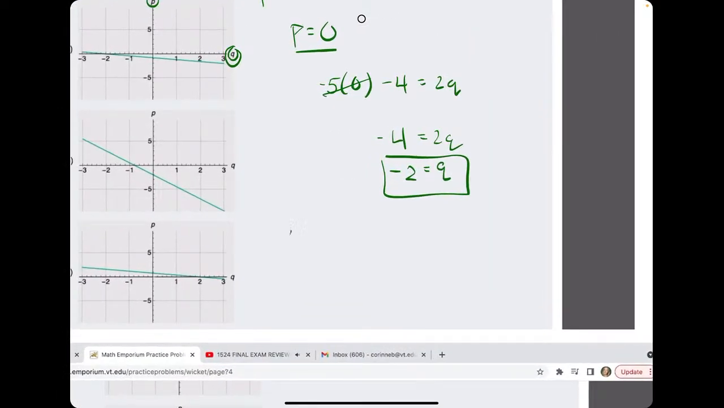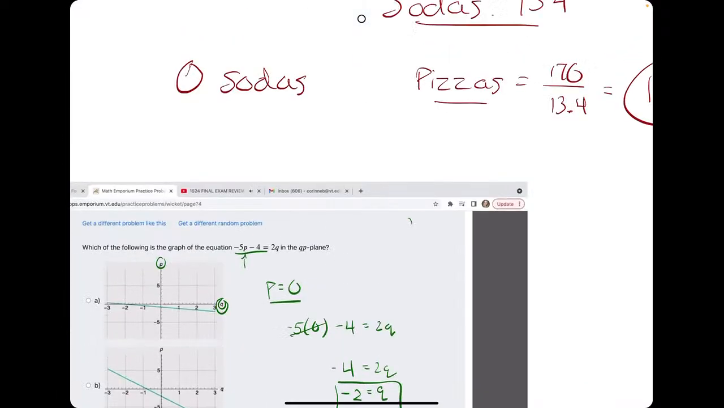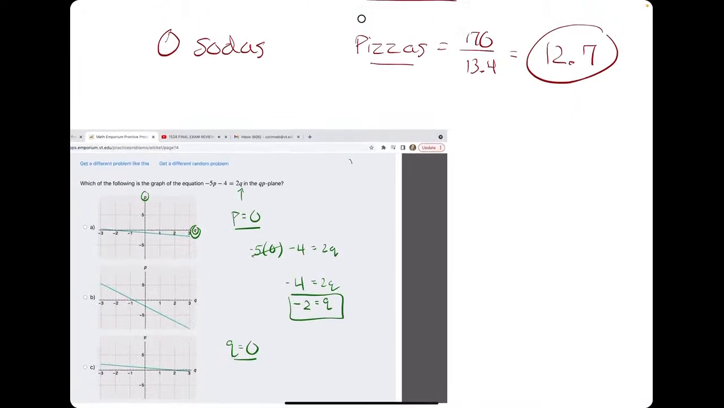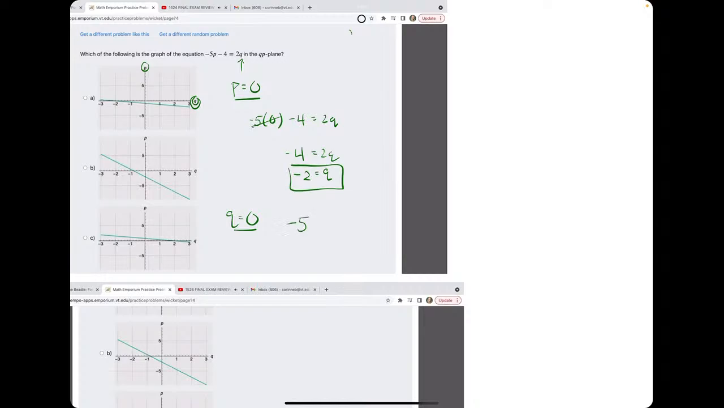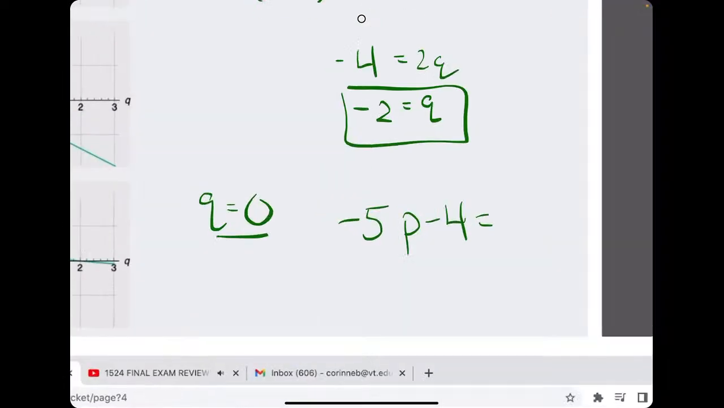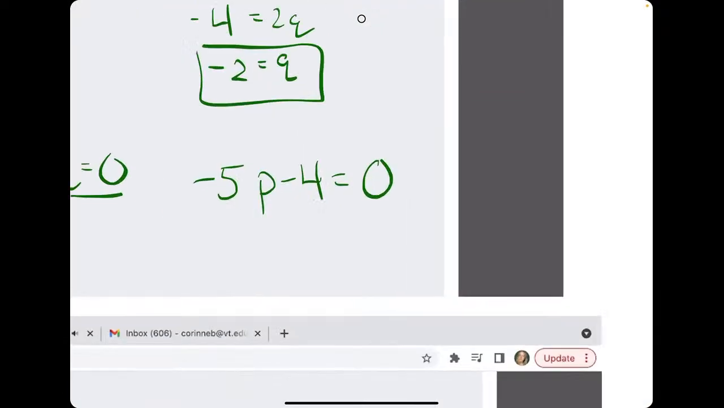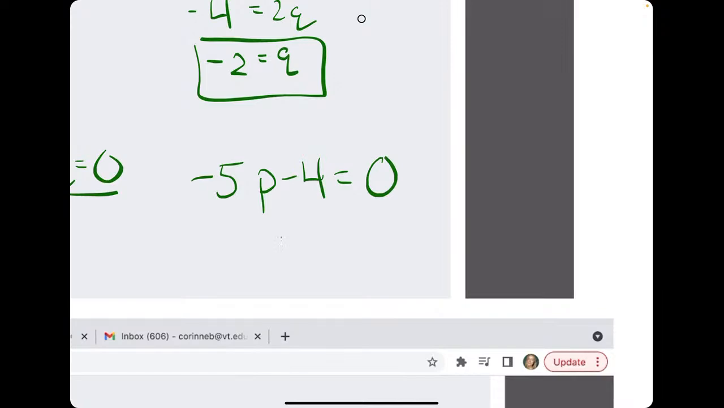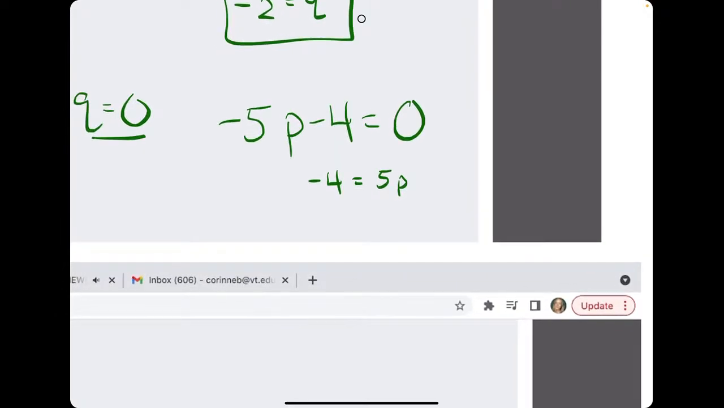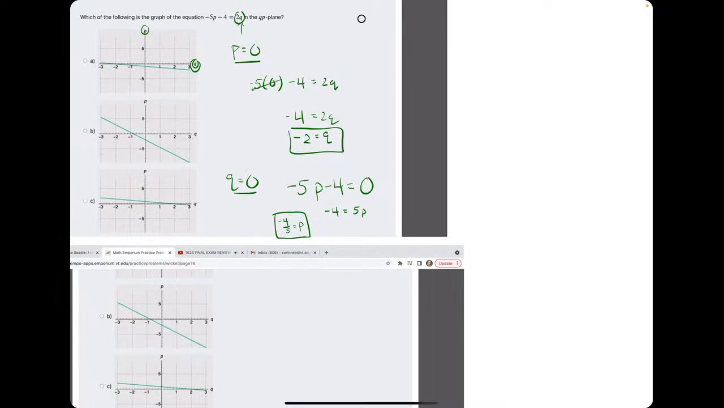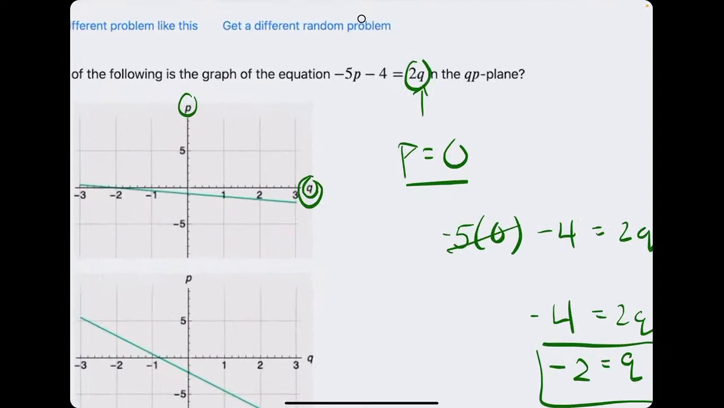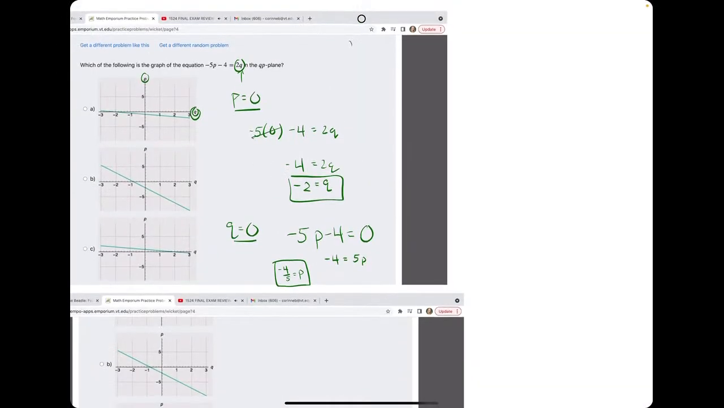Likewise, if we plug in q equals 0 into the original, in place of that q, then we will get -5p minus 4 equals 2 times q, in which case if we're plugging in 0, 2 times 0 would be 0. And then we can add the 5p to the right side, divide by 5, and we get -4/5 for p, which means our p-intercept, in other words our y-intercept, should be -4/5.